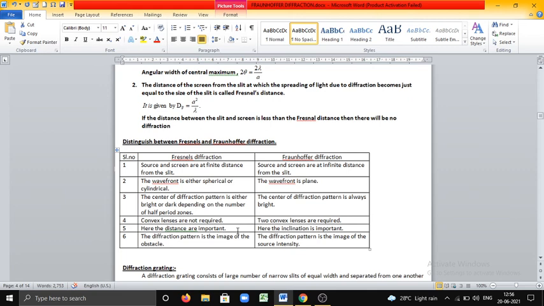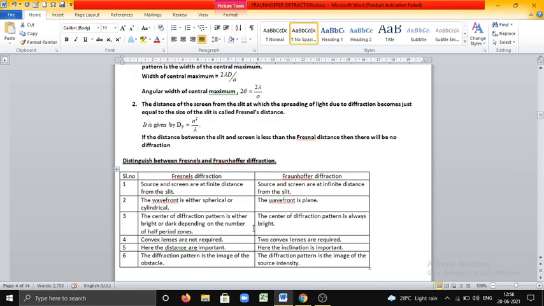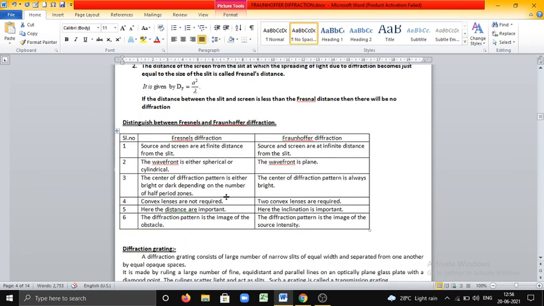Distance is important in case of Fresnel, since the source and screen are at finite distance, but in case of Fraunhofer, inclination is important, not the distance. The diffraction pattern produced in Fresnel diffraction is the image of the obstacle, whereas in case of Fraunhofer diffraction, the diffraction pattern is the image of the source intensity. These are the differences between Fresnel and Fraunhofer diffraction.